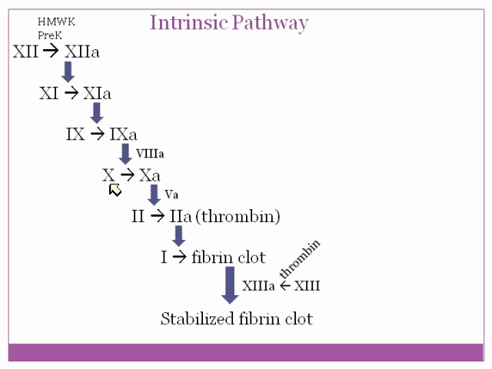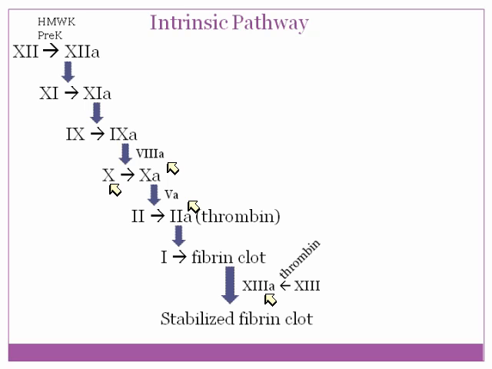12 then activates 11. 11 then activates 9. And 9, along with the help of 8, it has to have the help of 8 right there, activates our 10. And then the rest of it is the exact same as the extrinsic. So 10, along with the help of 5, remember, has to have the help of 5 to activate our prothrombin, factor 2. Again, when 2 becomes activated, it turns into thrombin. Thrombin helps activate our factor 1, which is fibrinogen. And again, fibrinogen is fibrin. That's what makes our clot. And then again, we have to stabilize it with the help of factor 13.